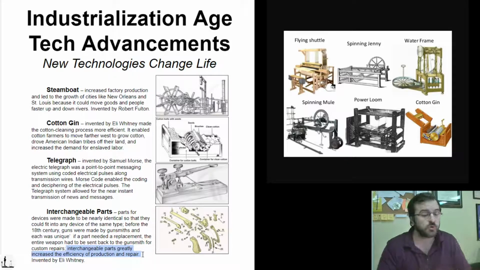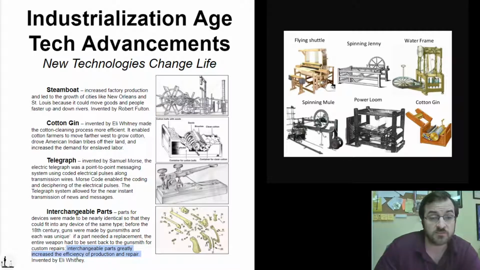Now, if one of the parts broke, you just popped it off and put a new part on there. You didn't have to send it back for custom repairs. It was also invented by Eli Whitney, same guy who did the cotton gin.